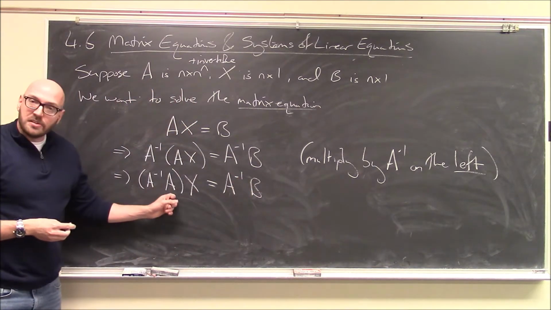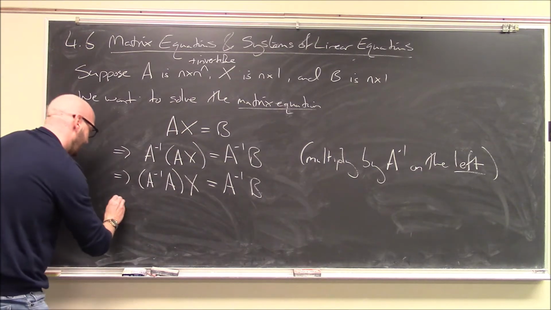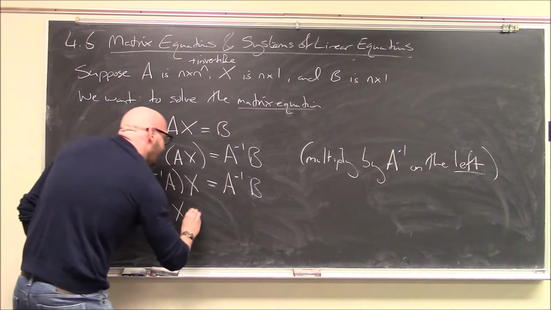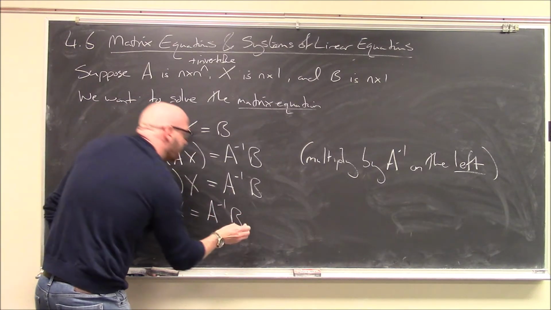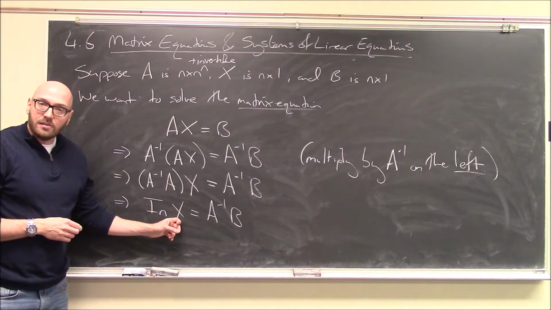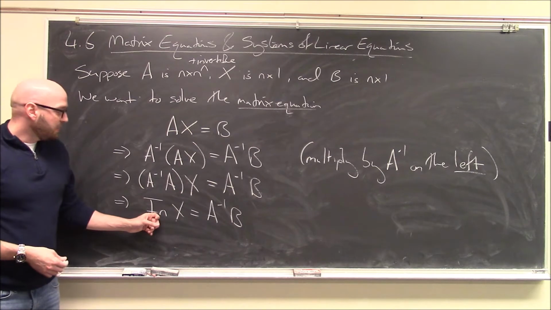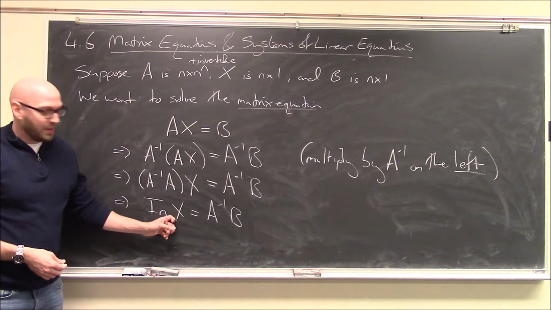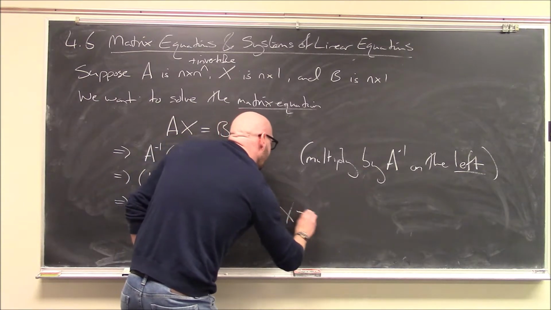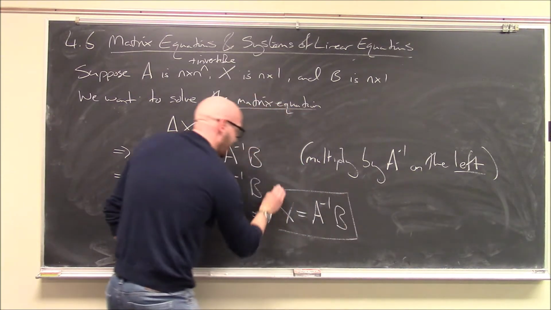And what is A inverse times A? A inverse times A is the n by n identity matrix, by definition of them being inverses. So that's In times X is A inverse times B. And what's the identity matrix times X? Well, the identity matrix plays the role of multiplying by 1. It doesn't do anything. So In times X is just a long way of writing X. So this means X is A inverse times B.